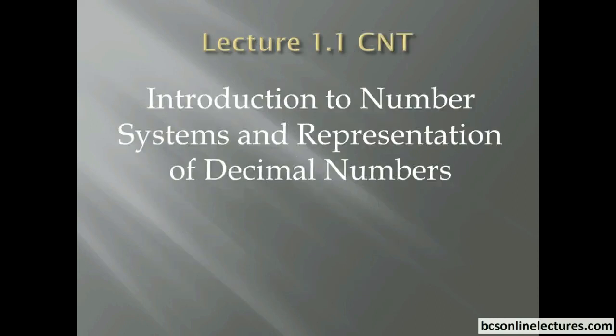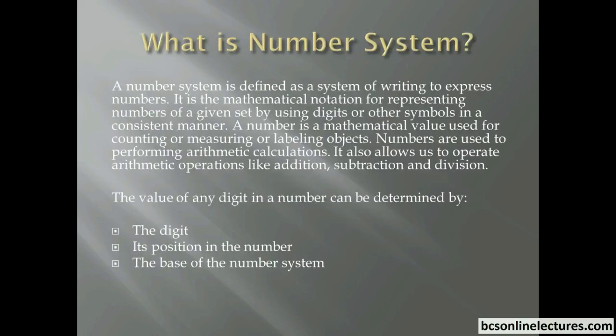So let's start the lecture. Introduction to number system and representation of decimal numbers. So let's see what a number system is. Forget the definition; in general terms, let's discuss what a number system is. We need a number system to express values. To tell someone what I have, I need to express counts. For example, I have 100 oranges and I would like to sell one orange for $1. To say things like that, we need numbers. Without numbers, how can we express values?